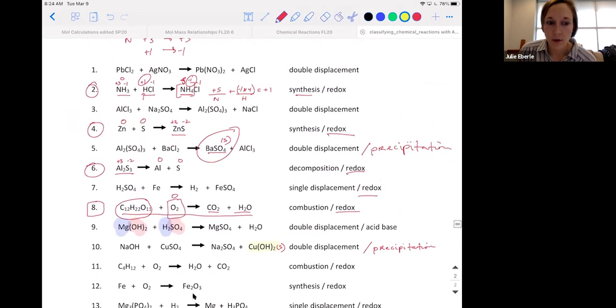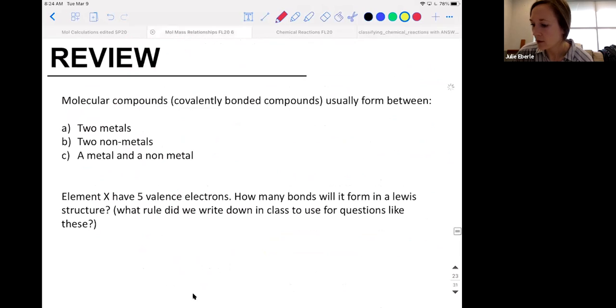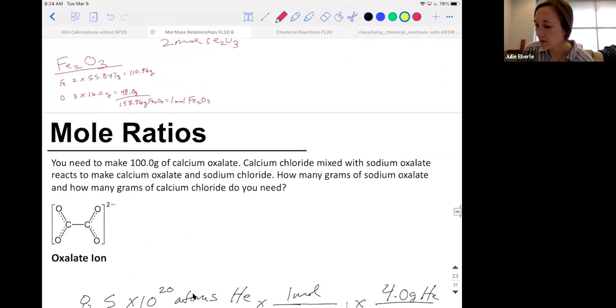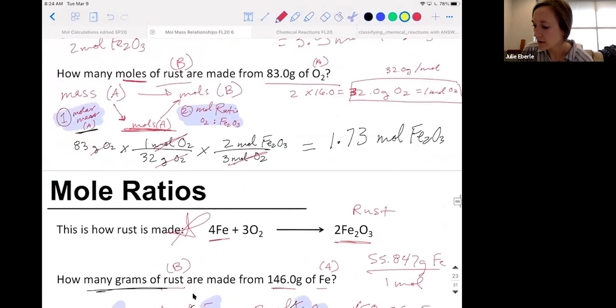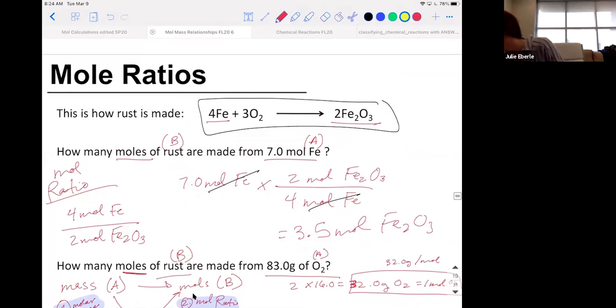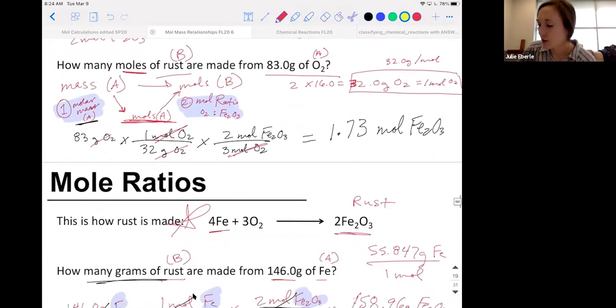All right, well, I want to jump over to, again, I'm going to post the key for this on Blackboard if you want to dig through it a little further. But I'm going to jump over here to our mole mass relationship slide. This is kind of where we ended the other day, talking about mole ratios and working the problem with rust and with iron. And we're going to pick up here and do some review.